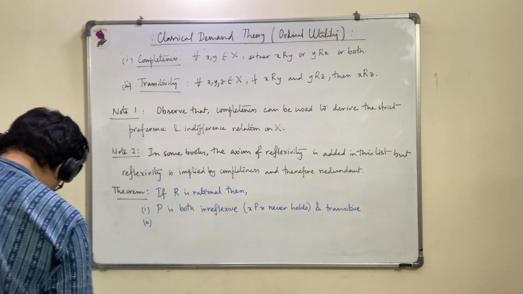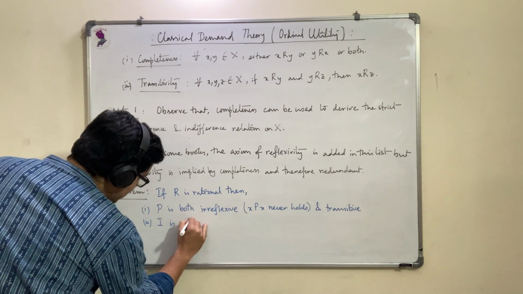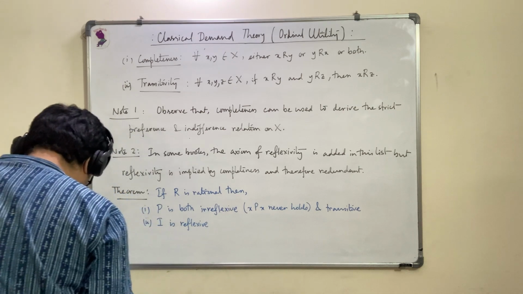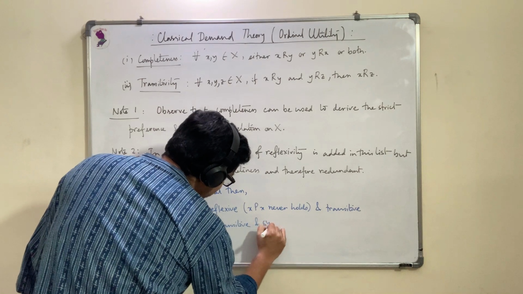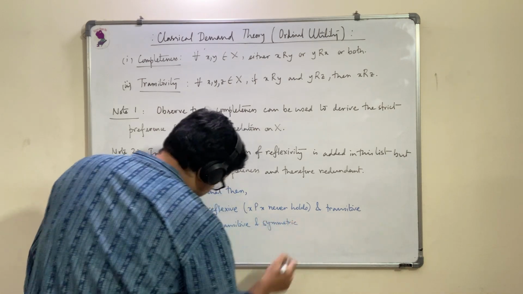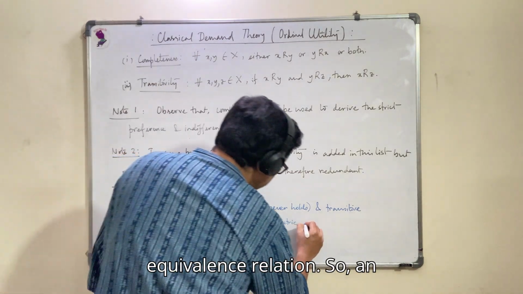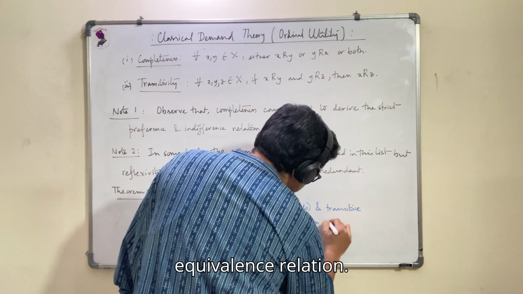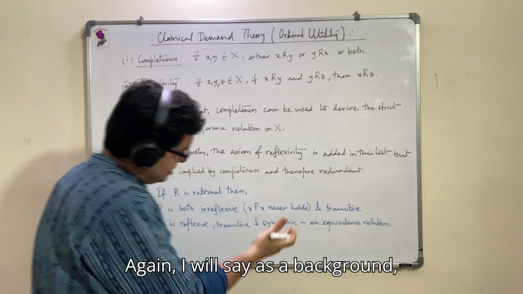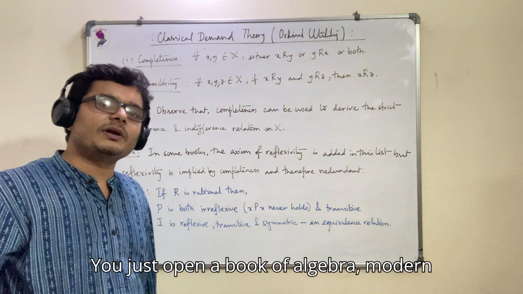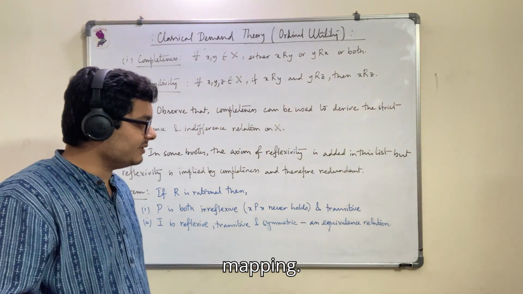Number 2, I, that is the indifference relation. I is reflexive, transitive, and symmetric, which basically means that I is an equivalence relation, right? So an equivalence relation. Again, as background, you just open a book of modern algebra and read about sets, relations, mappings.